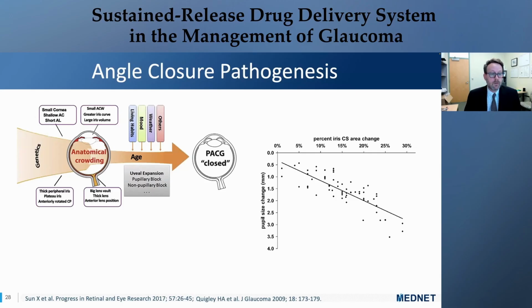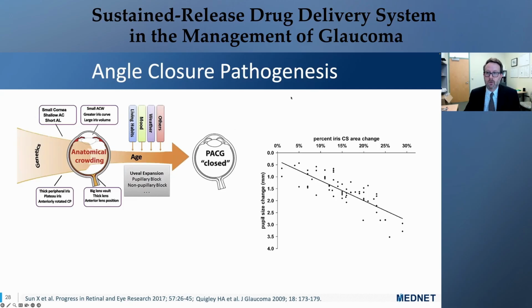But more recently, we began to understand the genetic contribution towards angle closure glaucoma and the role of the uveoscleral tissue in creating angle closure events.